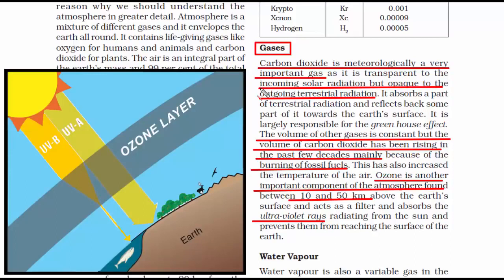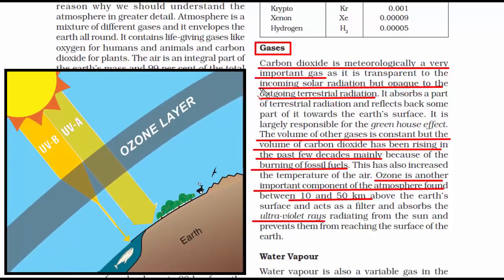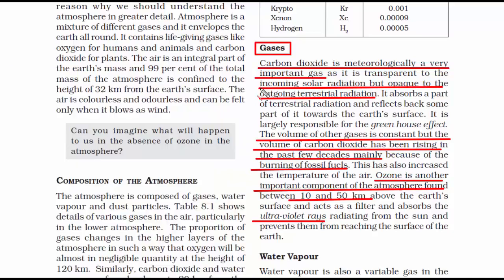Now the ozone layer is protecting us from the UV rays coming directly, basically it's filtering them. But this layer is depleting. It is purely due to man-made activities. Ozone layer depletion is one of the most serious problems faced by our planet Earth.